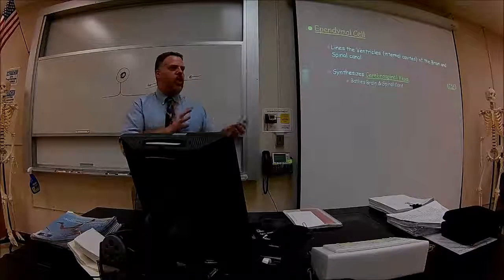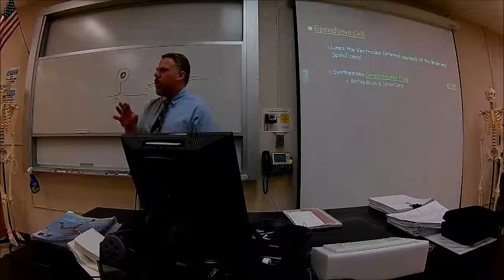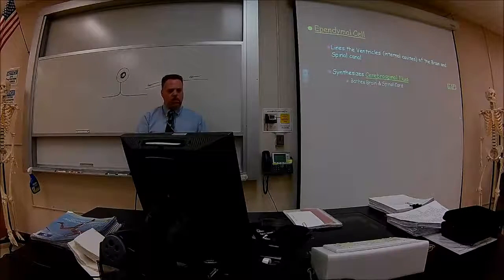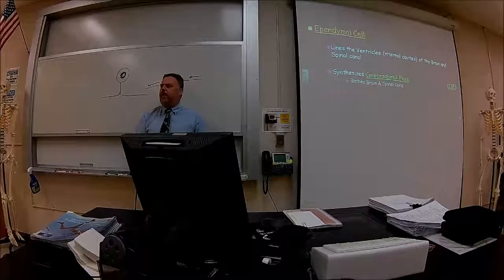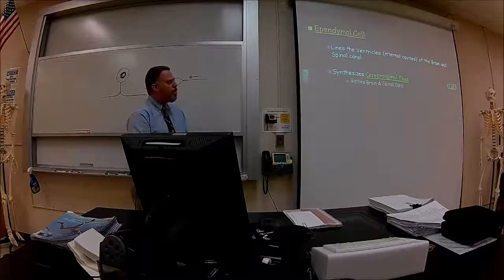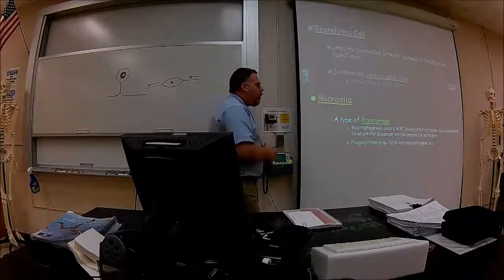When you get into, I think it's the Frankenstein PowerPoint presentation, it'll talk about cerebrospinal fluid. But cerebrospinal fluid is going to bathe the brain and spinal cord, and it's made by these ependymal cells. Okay? And that's what that is. Then we have microglia. It's a type of macrophage.